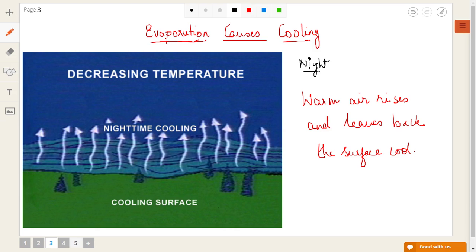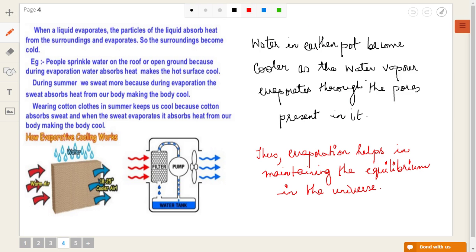The other slide is going to make it clearer. Whenever a liquid evaporates, the particles of the liquid absorb heat from the surroundings and then evaporate. So the surrounding becomes cold. Like you must have seen during summer times, people sprinkle water on the roof. Why do they sprinkle water when there is such a water deficiency? It becomes very hot, and sprinkling of water causes a large amount of evaporation. Because of evaporation, the water absorbs heat, and because of this the hot surface becomes cooler.